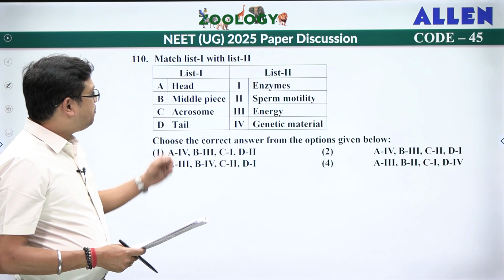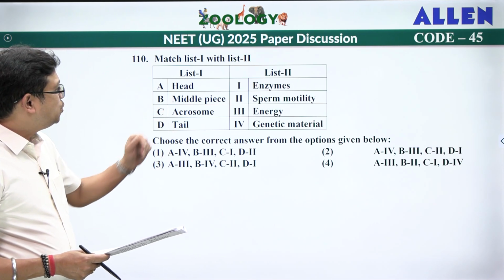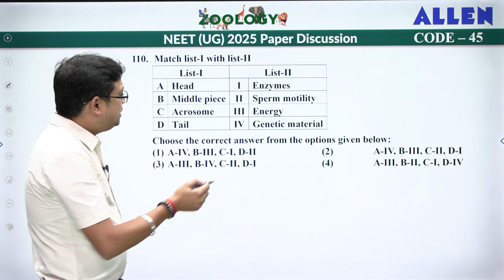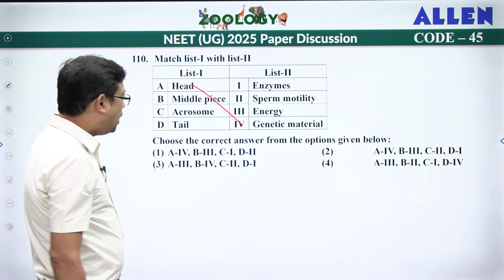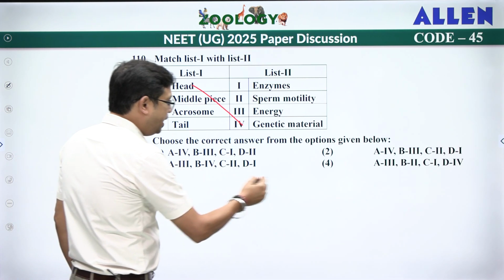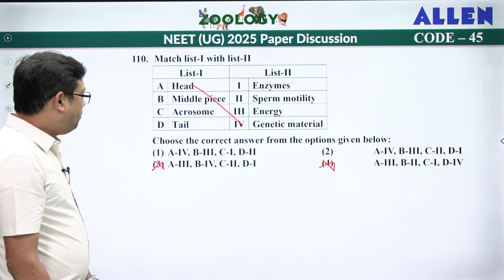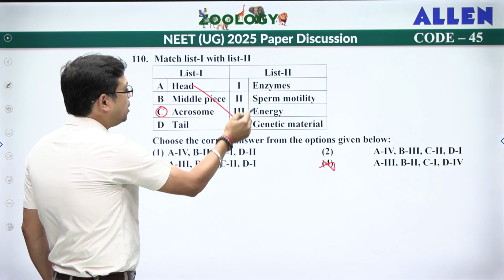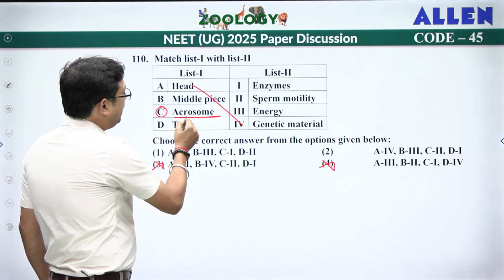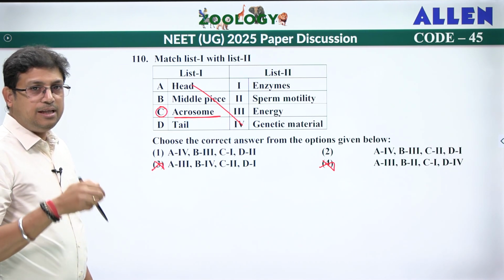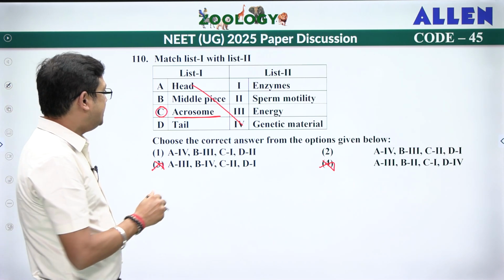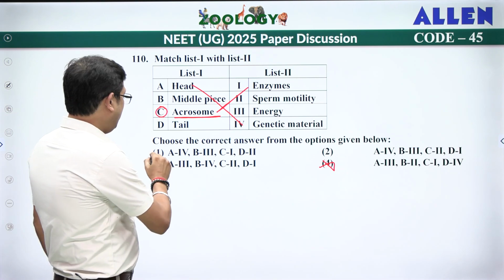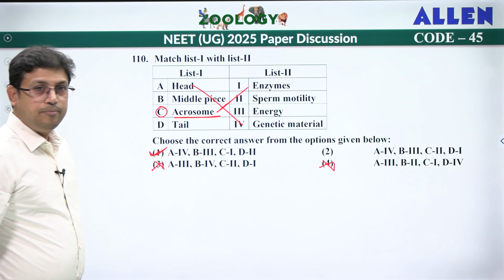Match the list. List 1 is a part of sperm, and list 2 is the function. We know that the nucleus is present in the head region and contains the genetic material. So A is 4. Eliminate 3, eliminate 4. Now B is 3, and C is 1 or 2. Acrosome contains enzymes that help in the penetration of the egg wall during fertilization. So acrosome is 1, C is 1. So the answer will be 1. Next.